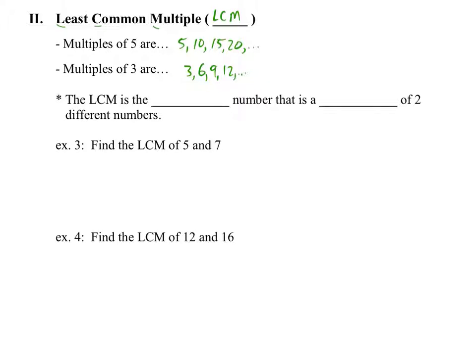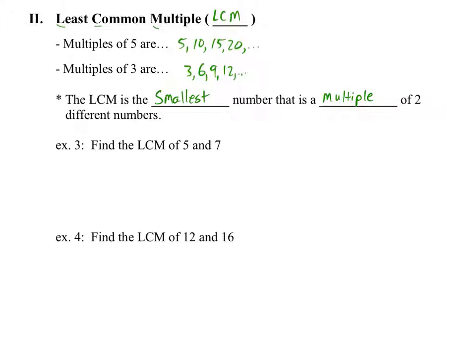So the least common multiple is the, anyone? Smallest. Because it's least, we're kind of switching gears from the first half of the notes. The smallest number that is a multiple of two different numbers. And it would be possible to find the least common multiple of 3 or 4 different numbers, but we're not doing that this time around.